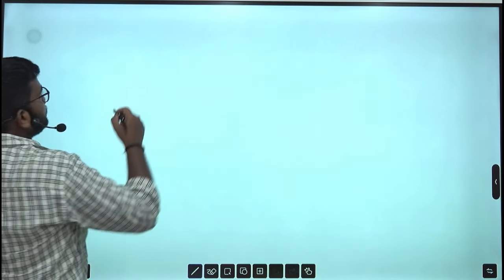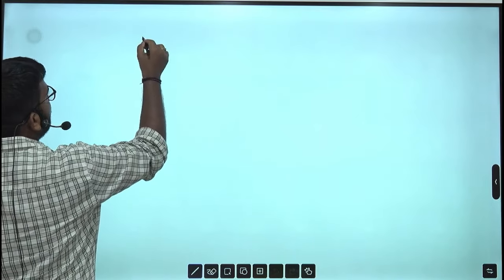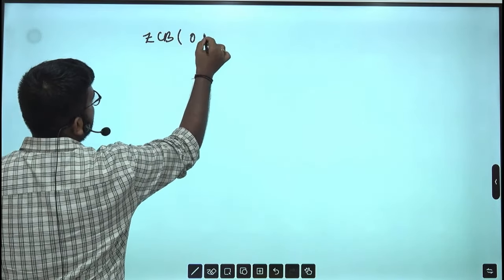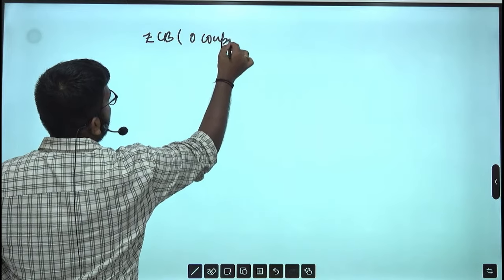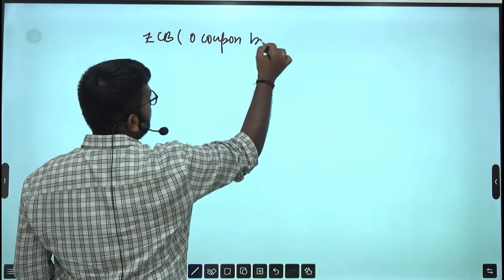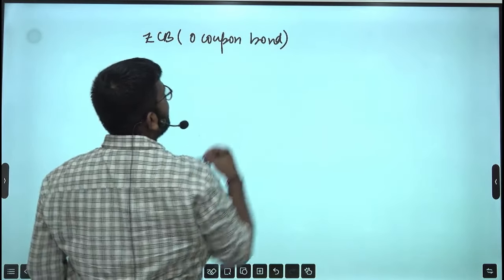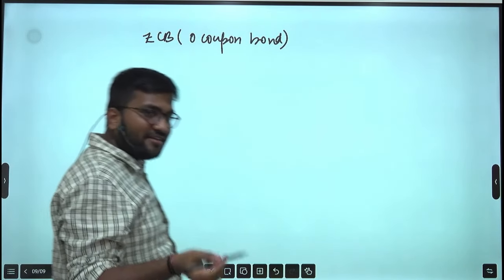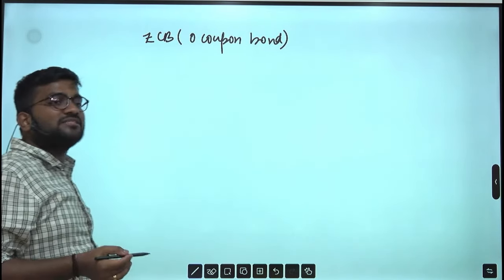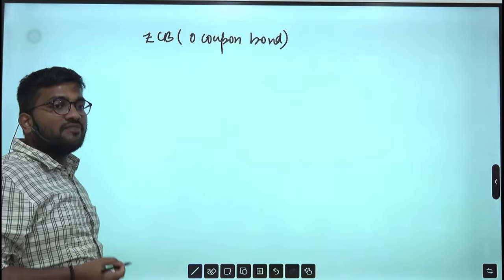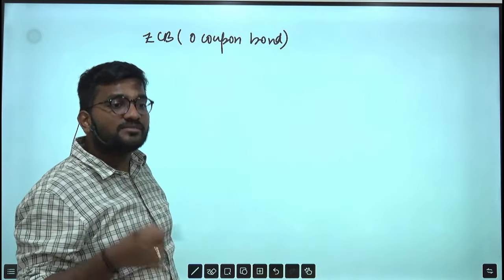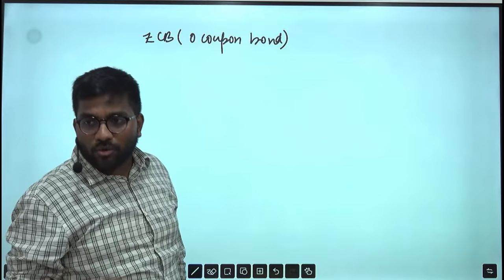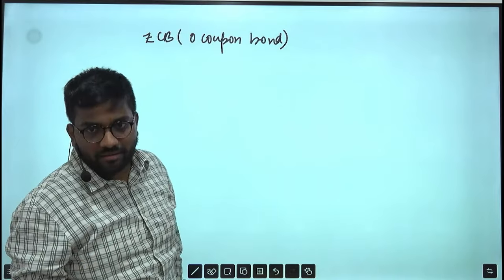Now, put the heading ZCB, zero coupon bond. Bond is basically a loan agreement document. Coupon is basically the regular interest. And zero coupon means what? A loan agreement in which there is no regular interest payment, but these bonds are issued at a discount and redeemed at par. I'll give you an example.